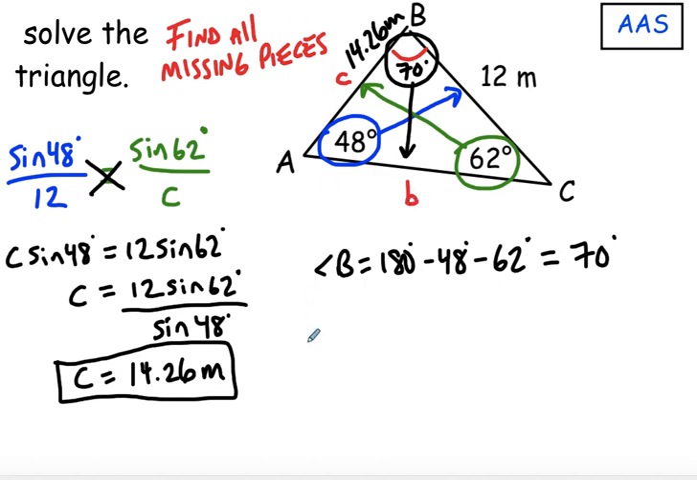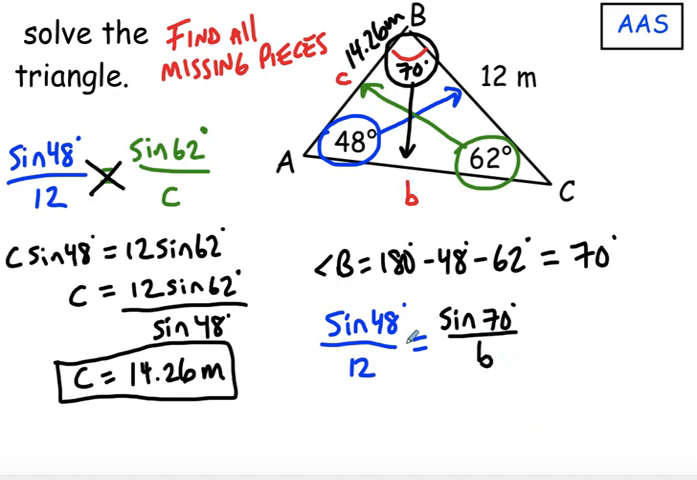So I'm going to use the relationship of angle A and side A. So sine 48 over the side across from it, 12, equals. And then I just found angle B. So sine of 70 divided by the side across from it, which is side B.